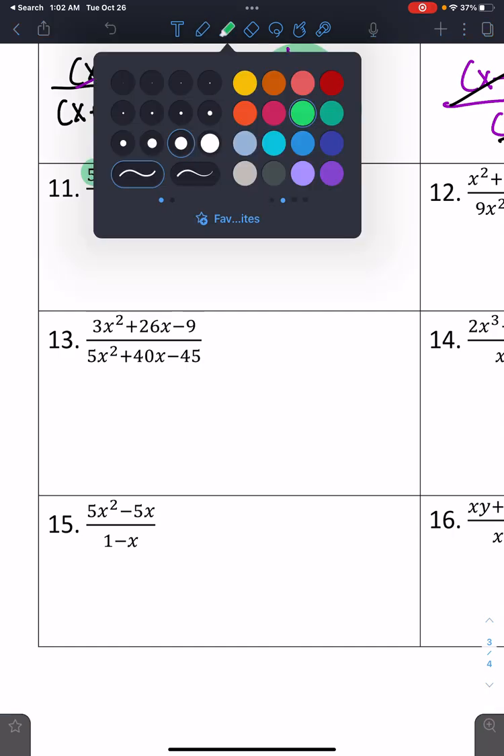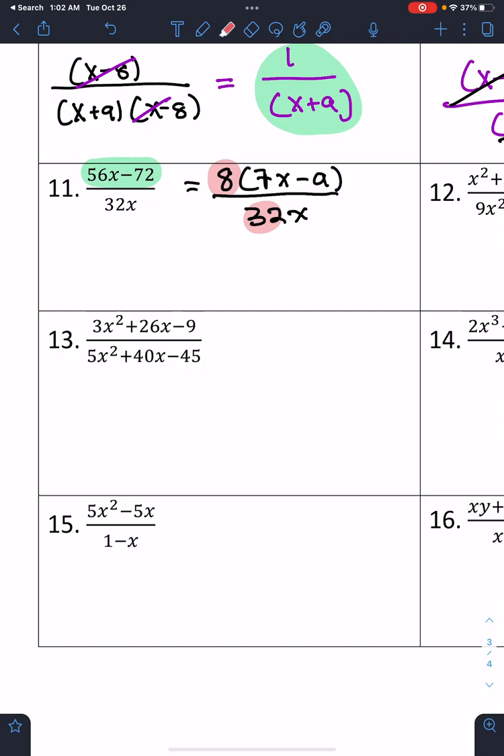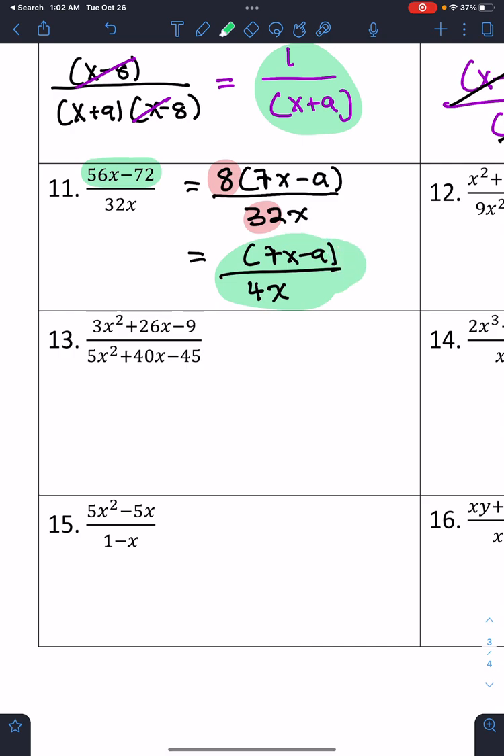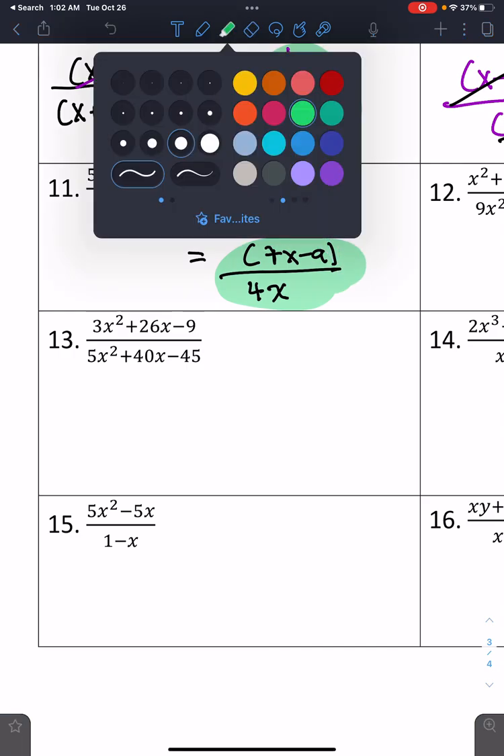And then here I'm going to highlight 8 and 32 because 8 divided by 32 is going to be 1 over 4x, because 32 is divisible by 8. And here you see that this one is not necessary because we have something in the numerator. So when you have something in the numerator, you don't need that 1. And this ends up being our final answer. Let me be consistent and use the same color. And then for this, I probably should have used this color.